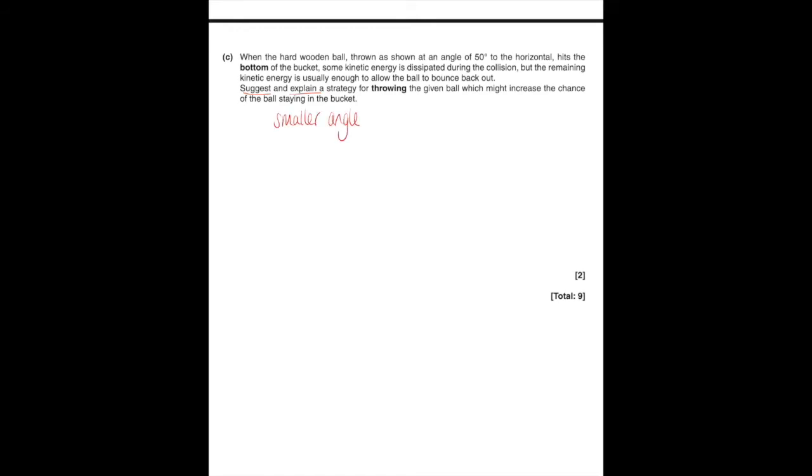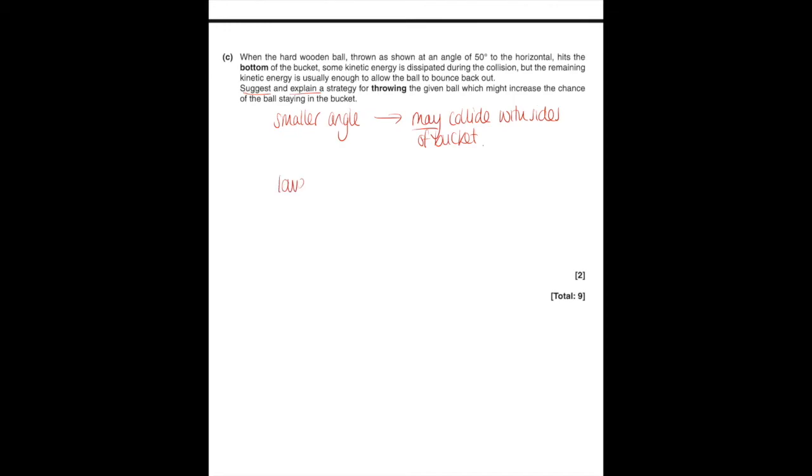All right. So if you throw it at a smaller angle, think about what's going to happen. Well, the reality is it may, and it's only a may, collide with the sides of the bucket. So if it did that, what's that going to do? Well, any collisions that it would then have would actually dissipate some of that energy. So when it did hit the bottom of the bucket, some of the energy would already have been dissipated, so it wouldn't have caused the ball to bounce back out again. So a few options really. I'm not going to go through all of them, but something that would have brought in this idea of dissipating the energy more would work. So a smaller angle.